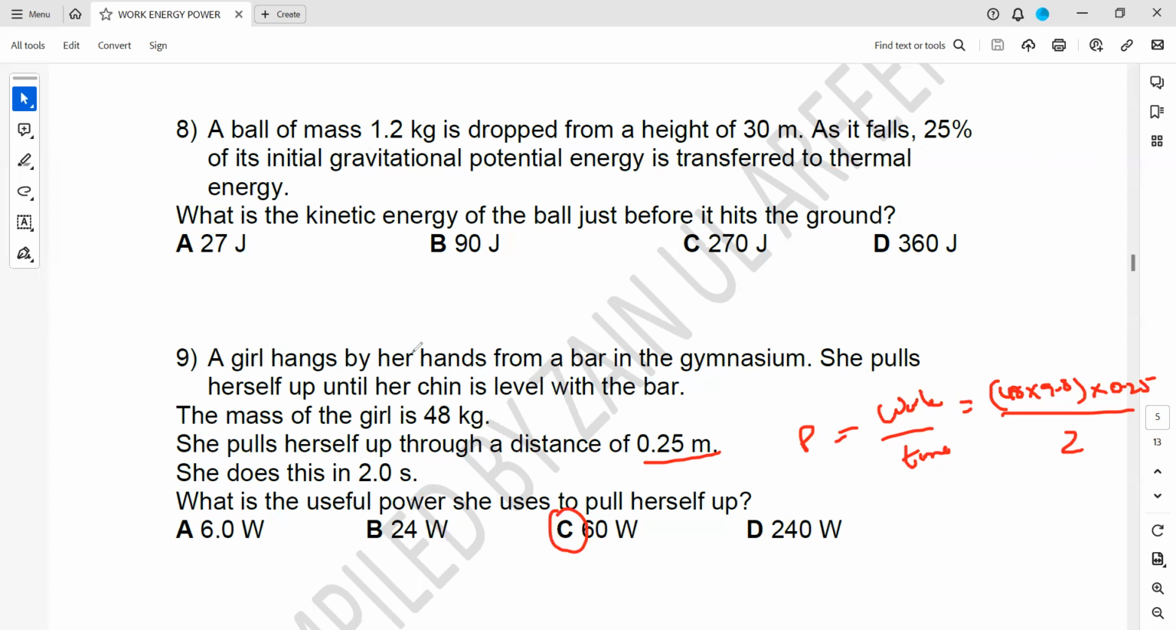So why do we use weight times height here? Because as you can see in the question, a girl hangs and she pulls herself up. She's lifting herself up. So whenever lifting, the work is actually the force, weight, multiplied by height.